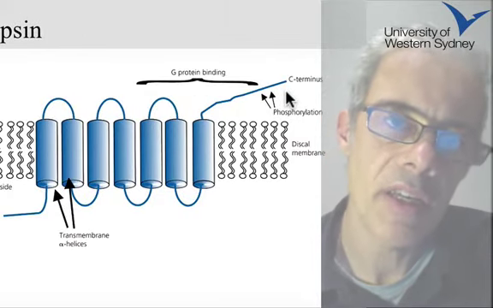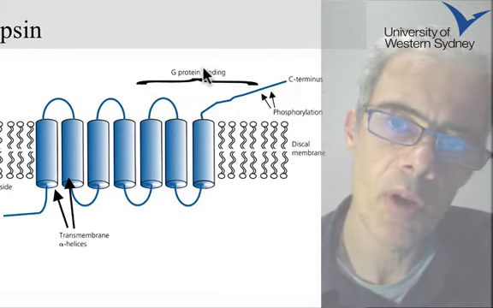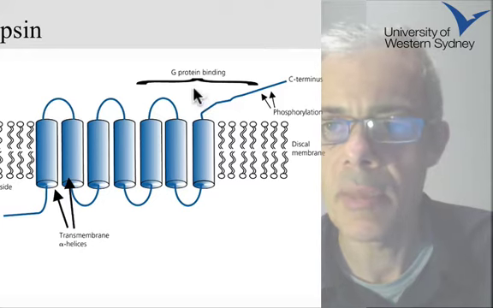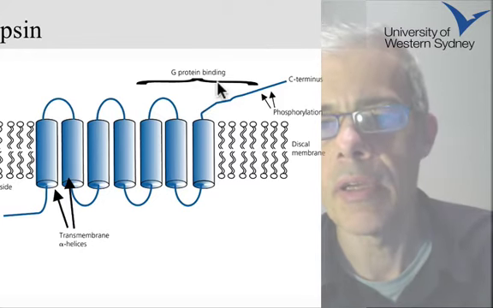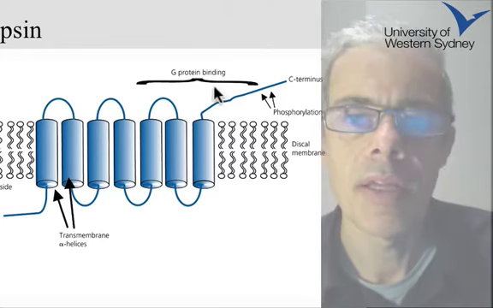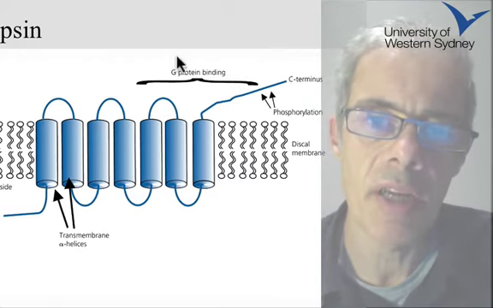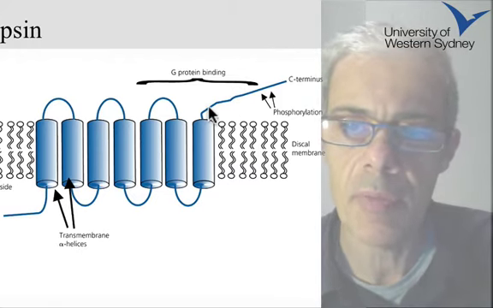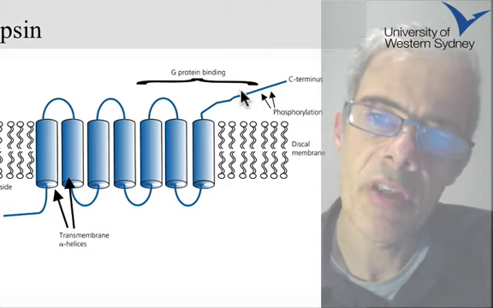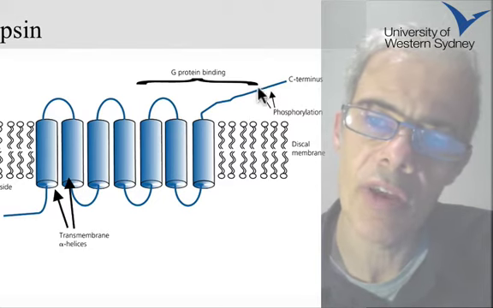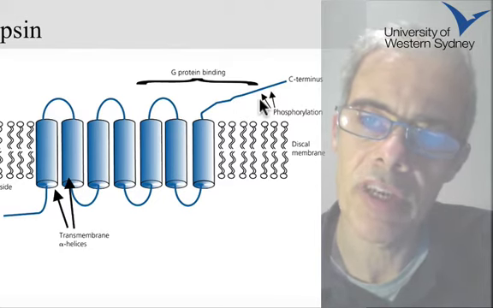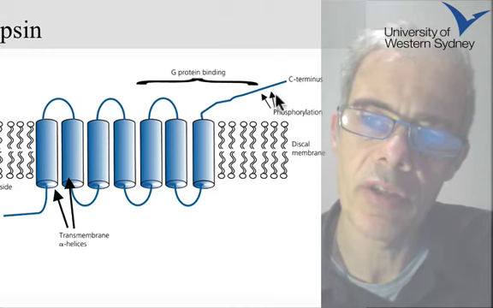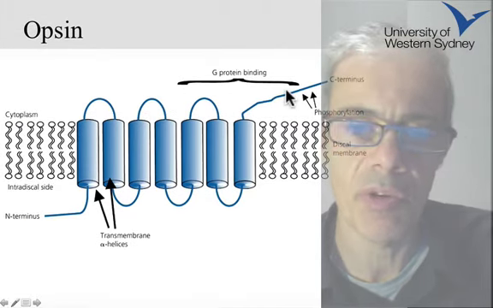So here's the schematic I just showed you of the opsin molecule. Here's the C-terminus side of the receptor. Now the heterotrimeric G protein binding occurs in this region here, and on the C-terminus, this is also the site of phosphorylation to turn off the receptor. So the serine and threonine residues on the C-terminus can be phosphorylated.